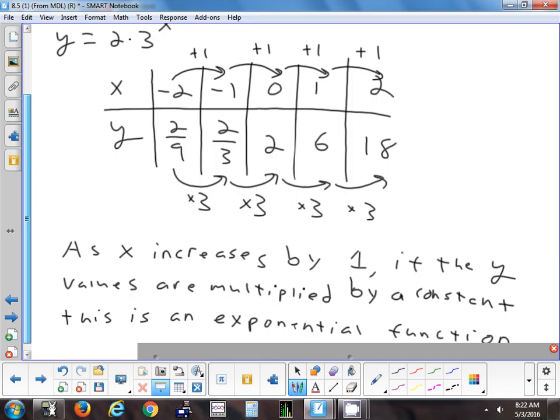Are we supposed to be writing the words down over there? No. No? Okay.